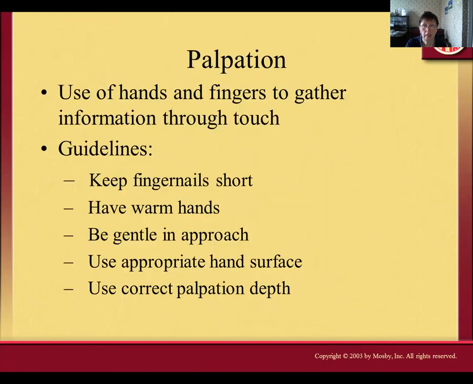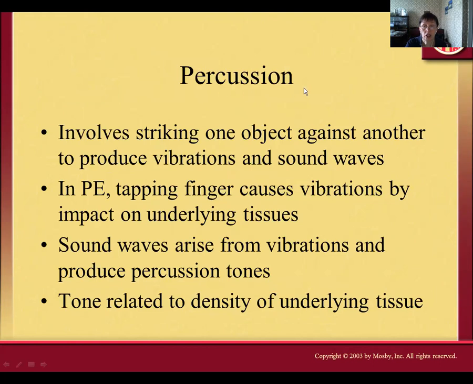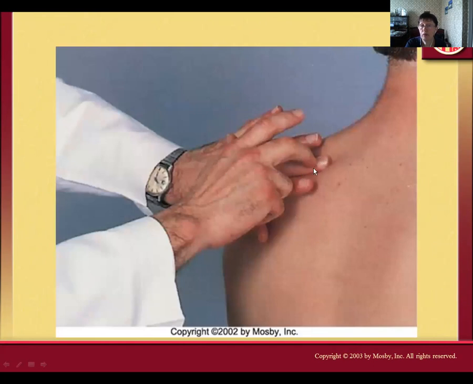Next technique is palpation. You use hands and fingers to gather information by touch. For example, here the doctor is checking tactile fremitus by palpating the chest of the patient. Next technique is called percussion, and it involves striking one object against another to produce vibrations. So when you use your fingers to tap or strike over, in this case, the chest of the patient, you produce some sound waves. They go through the tissue, and you can hear the sound which changes according to the density of the underlying tissue.